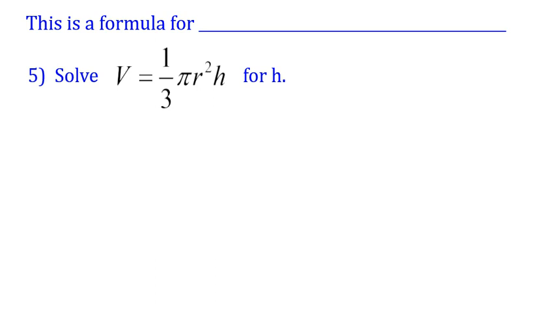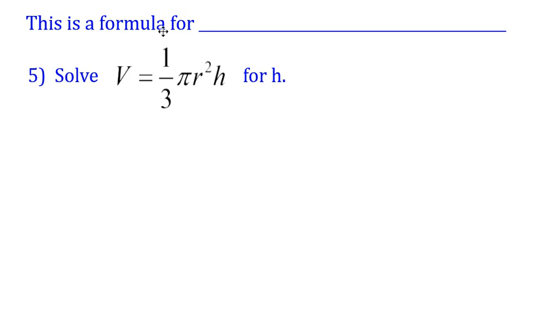Here we have v equals 1/3 pi r squared h. Do you recognize what this formula represents? Well, v in mathematics means volume. So it's the volume of a figure, right? The space a 3D figure contains. Perhaps you notice this part of the equation, pi r squared, that's the area of a circle. So what 3D figures have circles in them? Well, that would be either a cylinder or a cone.